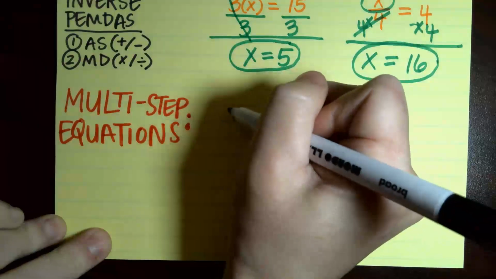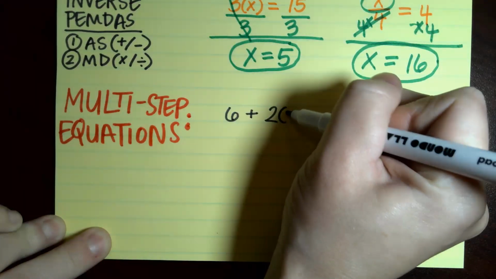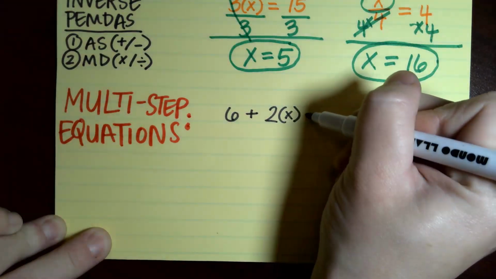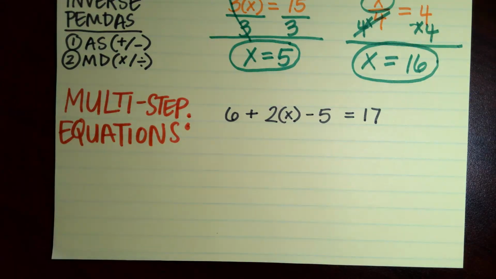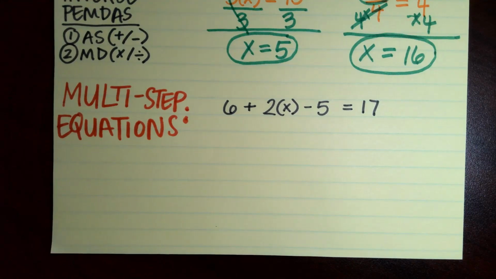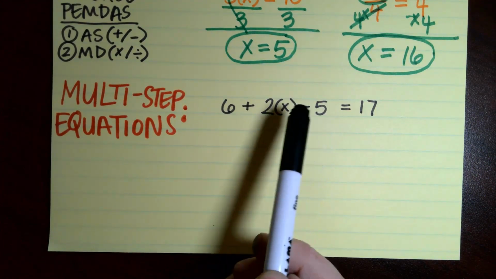I have 6 plus 2 times x minus 5 equals 17. Okay. Without me explicitly telling you what to do first, second, and third, what do you guys think we would do here? Yeah, we've got a plus 6. We've also got a minus 5. And then we've got a 2 times x.